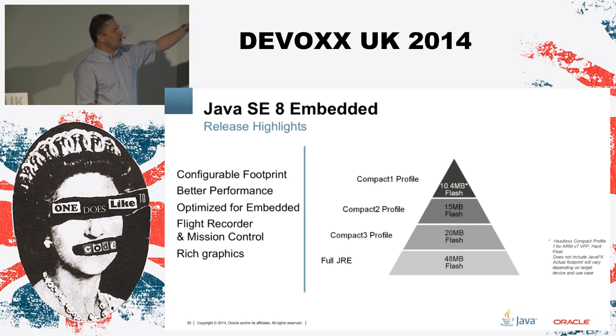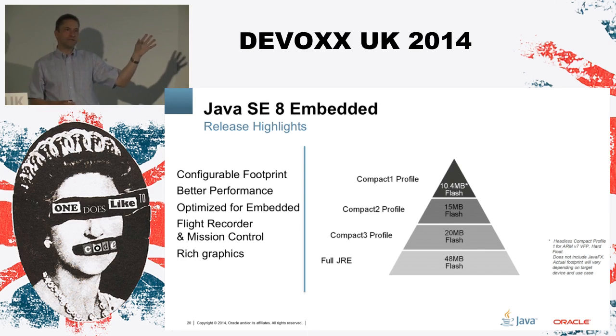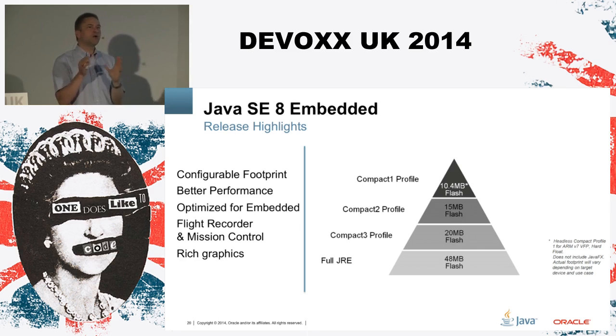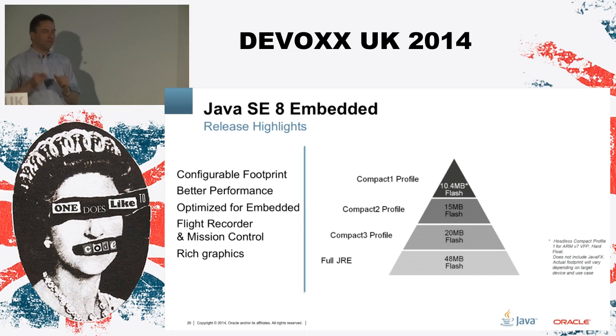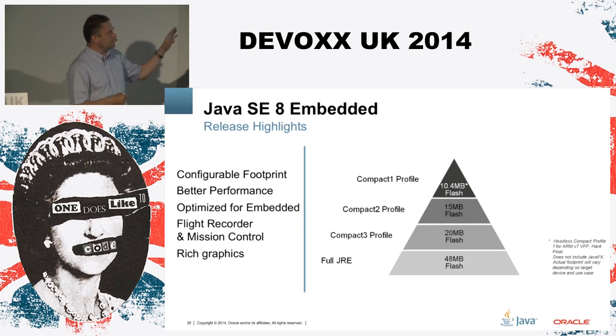And the compact profile 1, which is the smallest one, requires about 10.4 megabytes of flash memory. So that's quite a lot bigger than the Java ME side of things. But remember that Java SE embedded is targeted at devices which do have more resources. Compact Profile 2 moves up to 15 megabytes. Compact Profile 3 is 20 megabytes. And then the full JRE, in terms of just over 4,000 class libraries that we have, is about 48 megabytes in size.